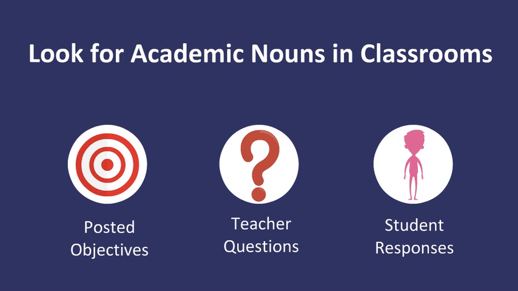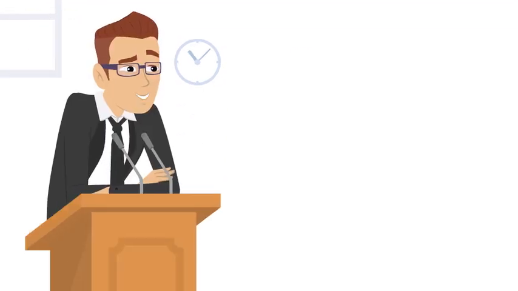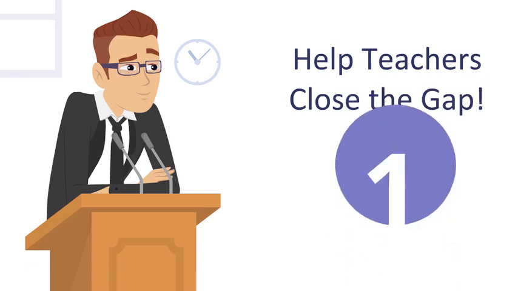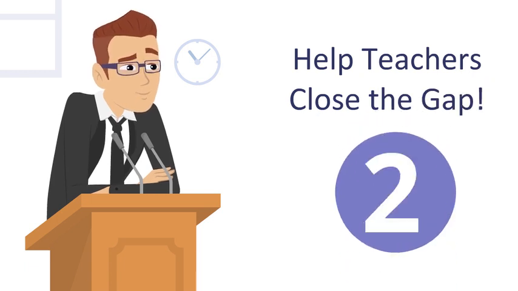You'll likely find that the teacher's questions and the student responses do not utilize the targeted academic nouns. You can help your teachers close the gap by first going over this data with them, then ask them to review the targeted academic nouns from their objectives with students at the beginning of every lesson. That way, at the end of lessons, students can help determine how academically they were able to talk about the content they learned.